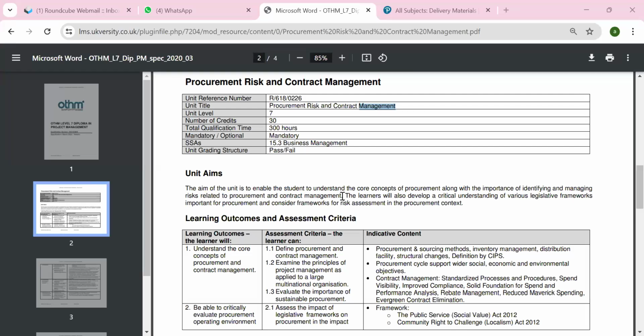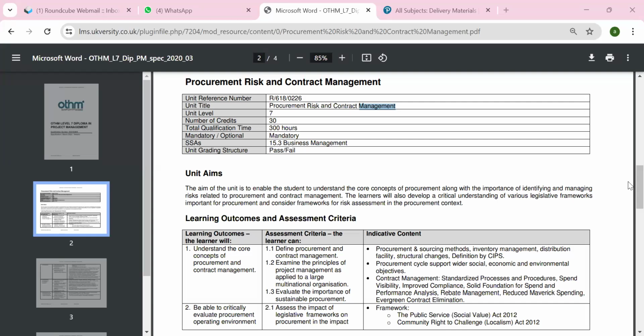The learner will also develop a critical understanding of the various legislative frameworks. We'll go through different legislation such as the GDPR. We'll go through the terms and conditions of the credit management contract. All will be in our lessons. Consider the framework of risk assessment in the procurement context.